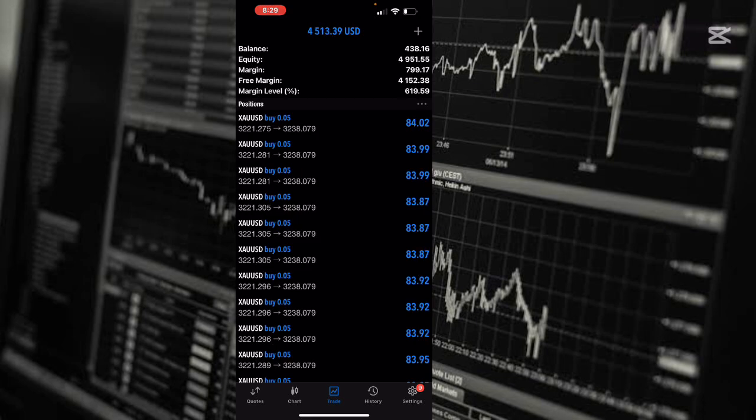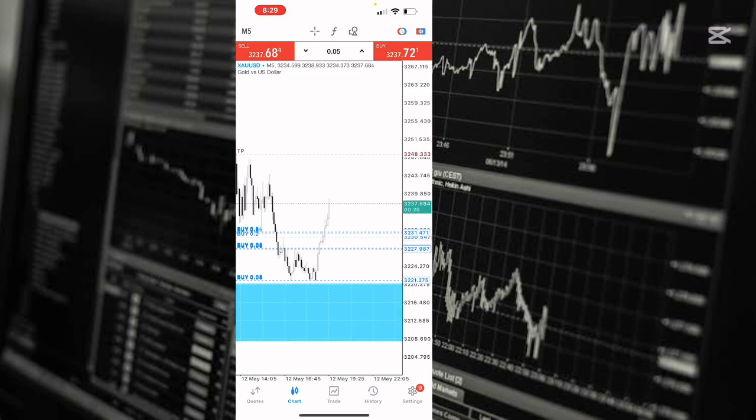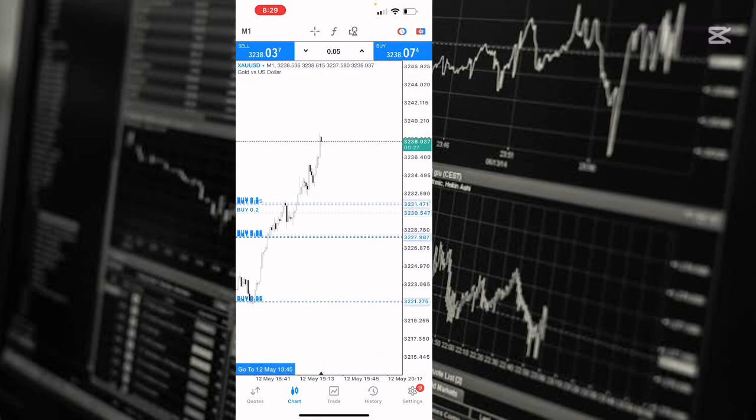In case we have any significant pullback, I might want to add some positions based on what I'm seeing. But we'll see if we have any pullback.